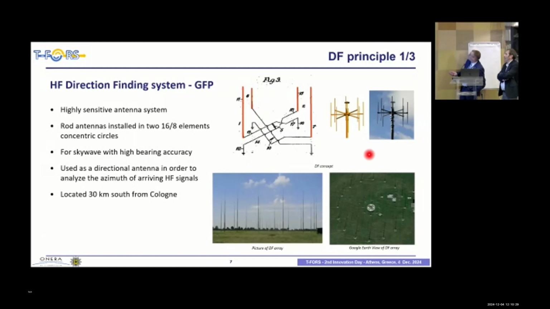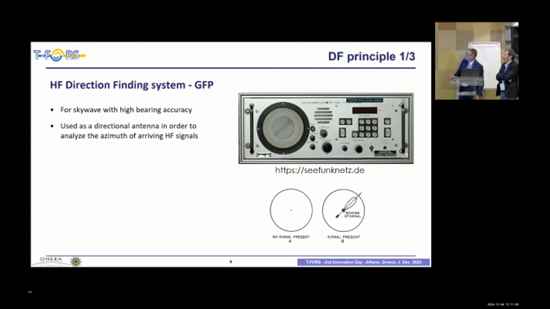I show you here a little one. You can see this little system at every airport on the tower, used for VHF and UHF signals for aeroplanes, for direction finding for aeroplanes, and so on. Okay. You can see an example here, a very old example of the direction finding system. On the screen, you can see where the signal is coming from.